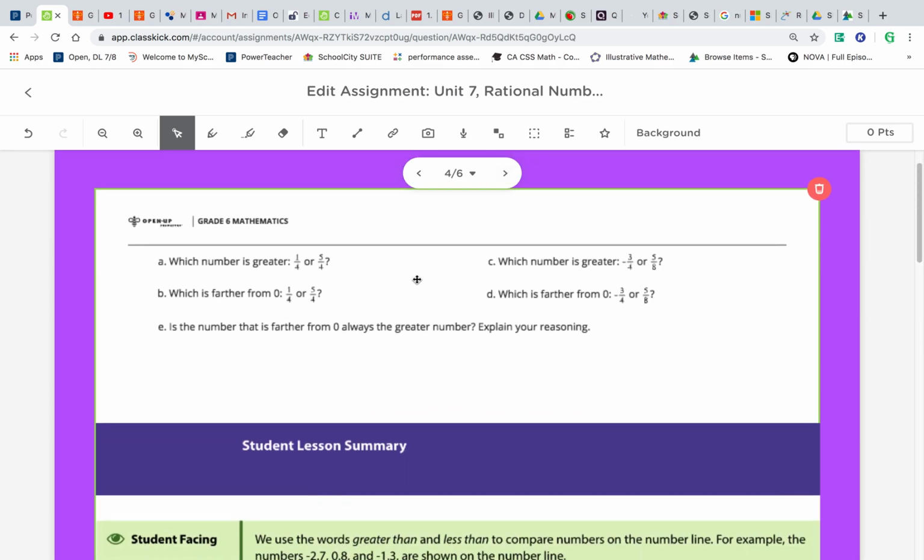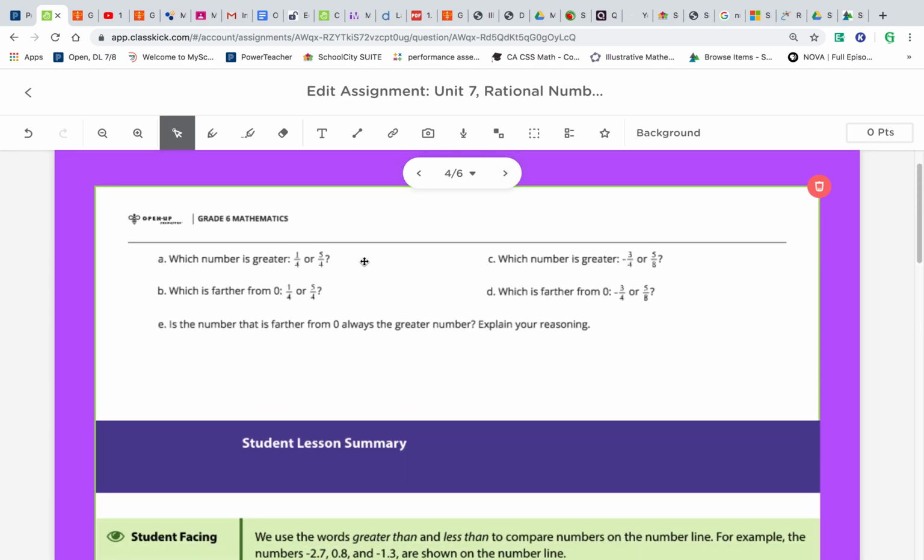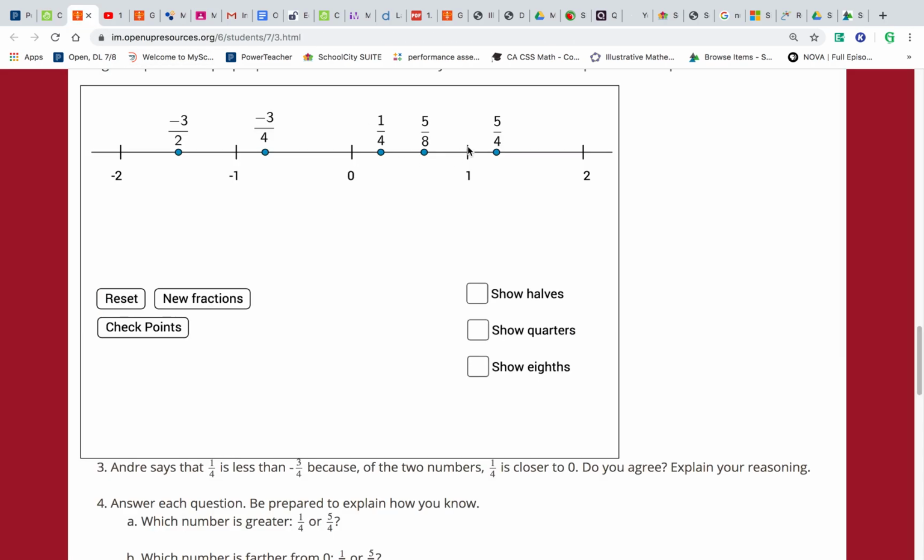Okay, so the next set of questions are on the next page here, and you want to try to keep this in mind to answer all these. See if we can just think these through. Which number is greater, 1/4 or 5/4? Well, 5/4 is greater, right? 5/4, it's here. It's to the right of 1/4.